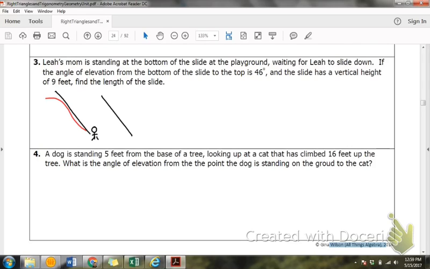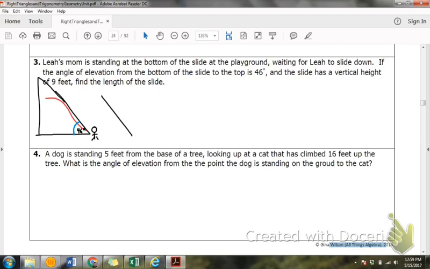The angle of elevation from the bottom of the slide to the top is 46 degrees. So this corner right here is 46 degrees. Guys, if you've noticed, the corners that you're choosing for your angle measurements are always the ones down here. It's never at the top. That will always be the case.